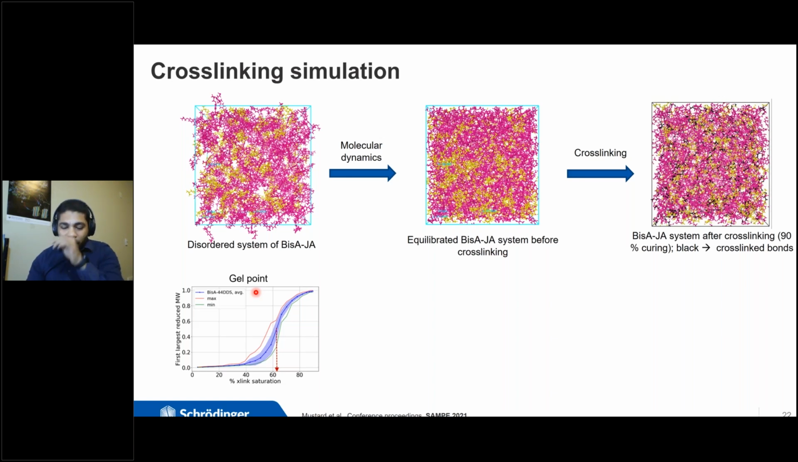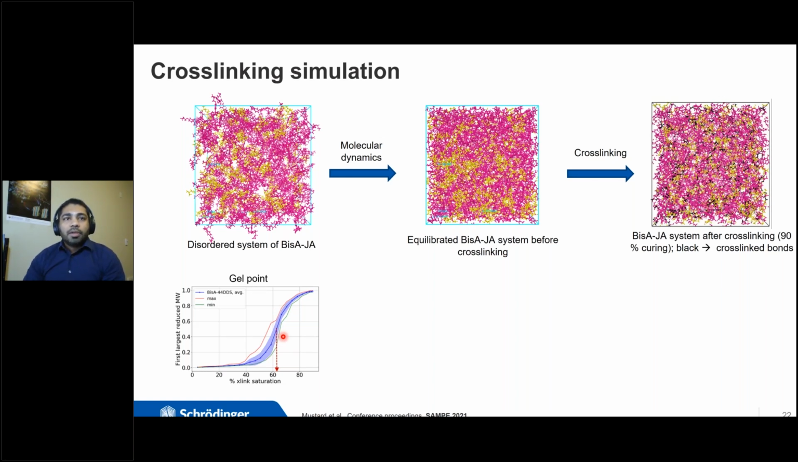And this is one of the important properties that we need to understand, because it defines how difficult it's going to be to cross-link a system. And it is one of the properties that is challenging to obtain from experiments. So using such methods, we are able to get this gel point. In this particular case, we define the gel point as the point where 50% of the system becomes a single molecule.